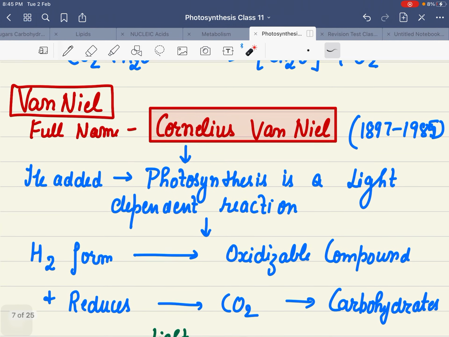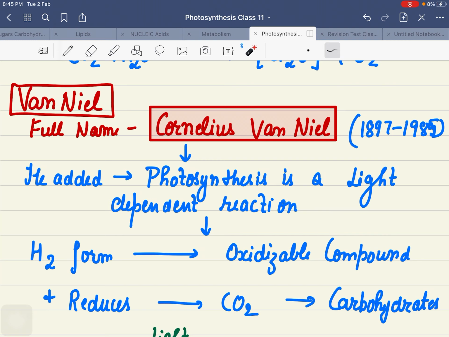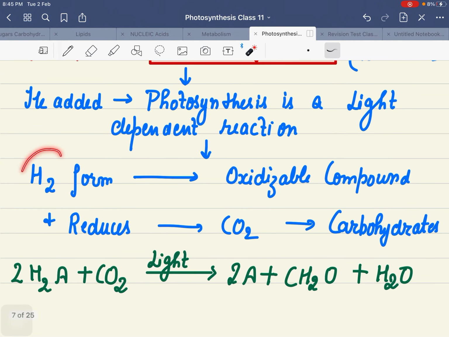Then van Niel, his full name was Cornelius van Niel, added that photosynthesis is very much a light dependent reaction. He said hydrogen, which is from basically water, forms an oxidizable compound. Okay, he said oxidizable compound means oxygen is formed from your water and reduces carbon dioxide.